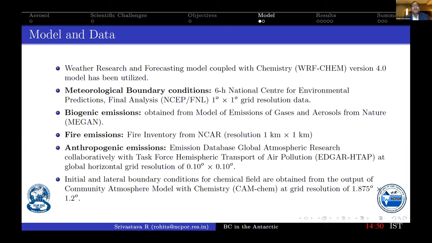In order to run the model, we require some boundary conditions. For this, we used the NCEP FNL 1 degree by 1 degree grid hourly data. Then we have biogenic emissions from MEGAN, then fire emissions with 1 kilometer by 1 kilometer resolution, and anthropogenic emissions, that is HTAP, which is 0.01 by 0.01 degree grid resolution. And in addition to this, initial and lateral boundary conditions of chemical fields, which are obtained from CAM-Chem, the Community Atmosphere Model with Chemistry, at a grid resolution of 1.875 by 1.2 degree. So this data we used to run the WRF-Chem model simulation.